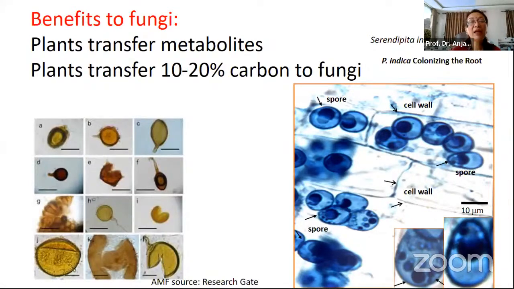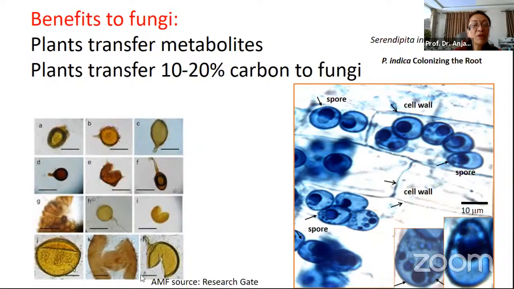I have taken one example, Piriformospora indica, which is a part of my PhD work. Nowadays, this Piriformospora indica is also known as Serendipita indica. So this is the same organism. Since time has passed, the name of the organism has changed. We still call it Piriformospora indica, but the Western world calls it Serendipita.